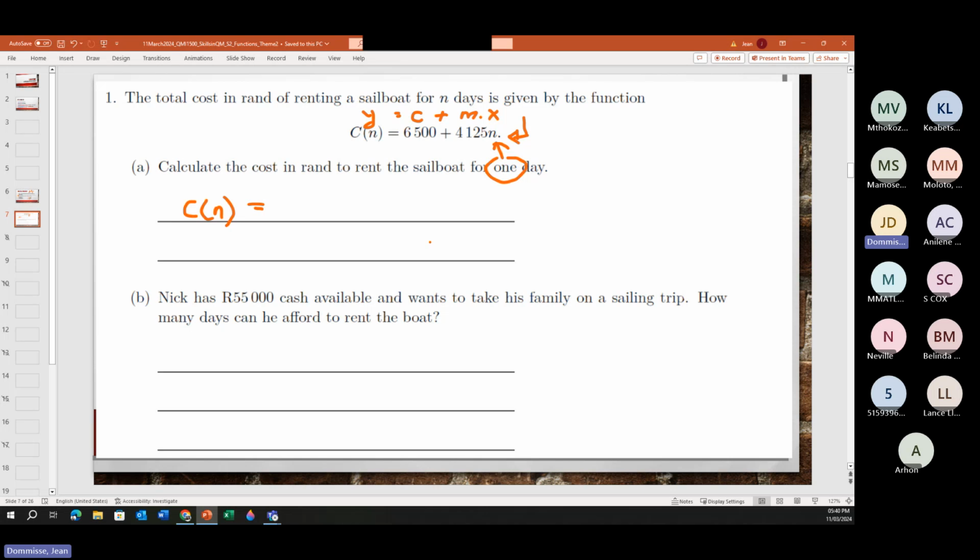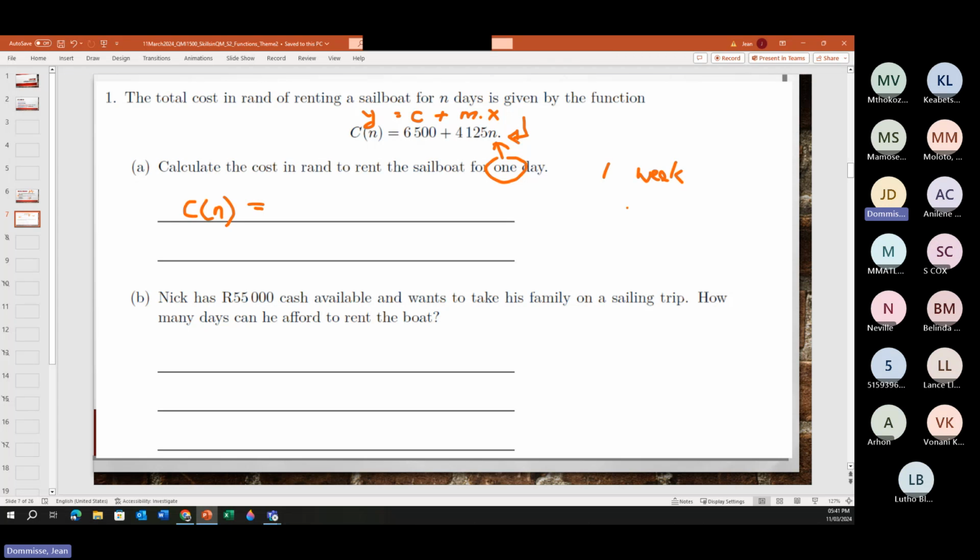A question that they normally will ask is, instead of 1 day, to say 1 week, so you need to know that instead of n equal to 1, it will be 7, because there are 7 days in a week. So they might ask it a bit differently, and you first need to change the week to how many days, because the formula is in days. In this instance, it is 1 day, so we just change the n.